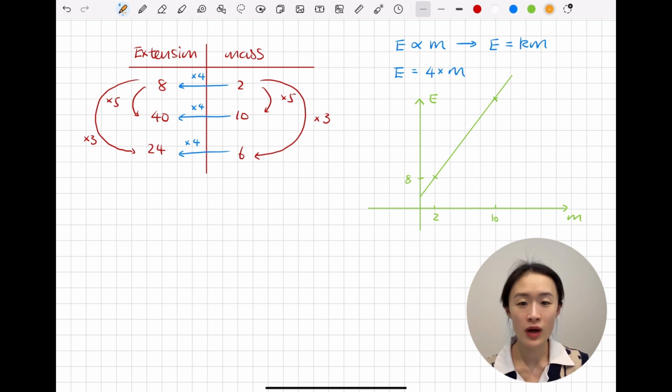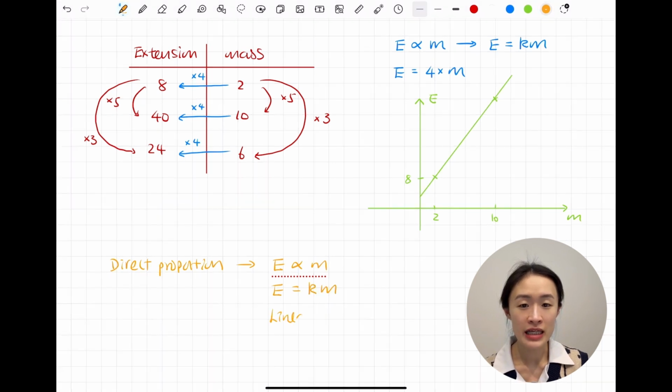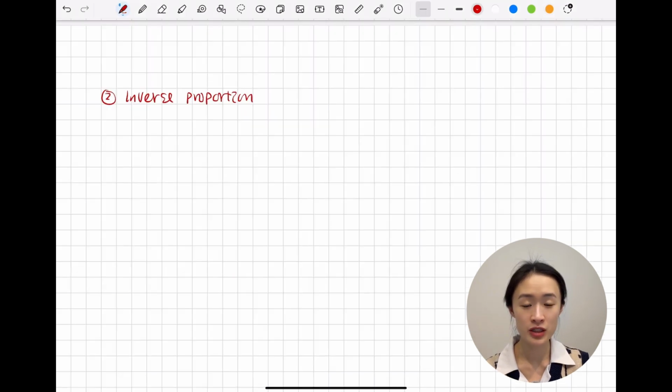Okay, so if the question says two variables are directly proportional to each other, then we can say E is directly proportional to M. That means E is k lots of M, and E and M have a linear relationship. Okay, so now let's move on to talk about inverse proportion.